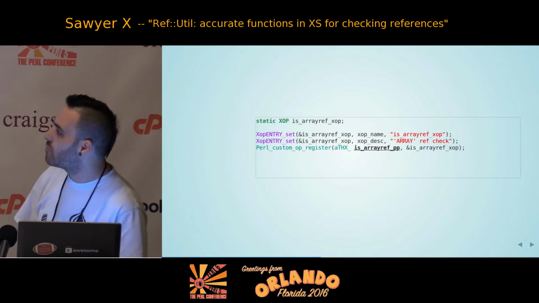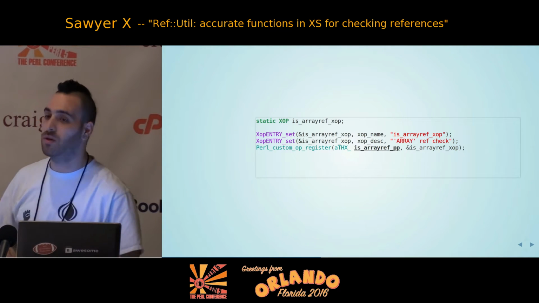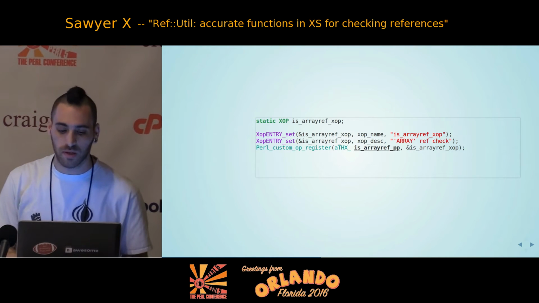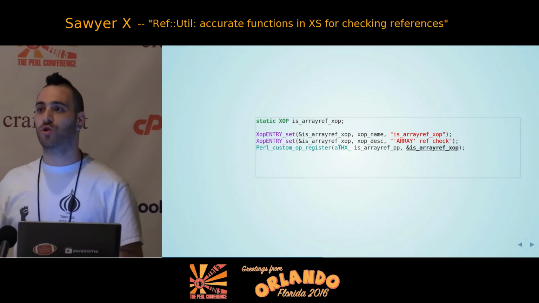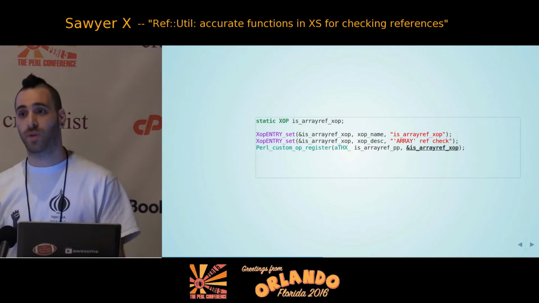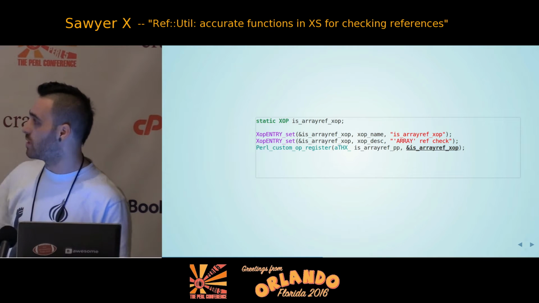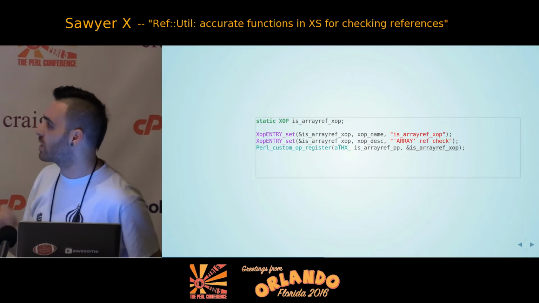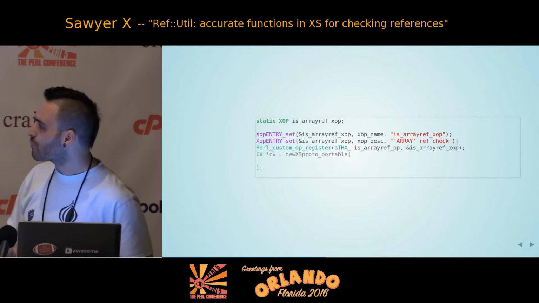And we say that we have an op in isArrayRefPP. We don't have one yet. We'll have to create it. And the description for it is found in isArrayRef XOP. So far, so good. We created a description. We defined that we will have an op with that description and with the name, the place for one, but we haven't written it yet. So now we're going to have to also write it.